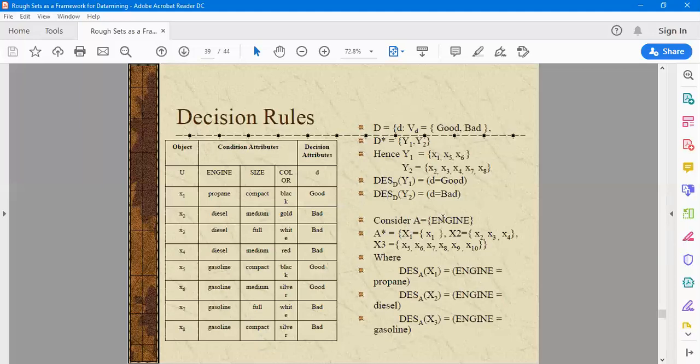So now consider A is equal to engine. So what will be A star? A star is nothing but the indiscernibility relation. So X1 is equal to X1, because if you consider engine propane domain value, there is only one tuple related to X1. Then if you consider diesel, then you have 3. If you consider gasoline, then you have these many. Okay. Now DES of X1 is where engine is equal to propane, DES of X2 where engine is equal to diesel, and DES of X3 where engine is equal to gasoline.